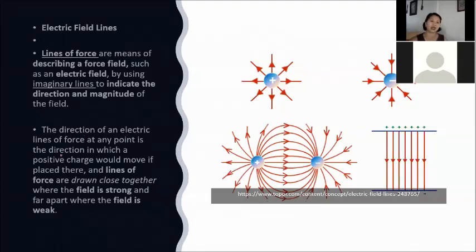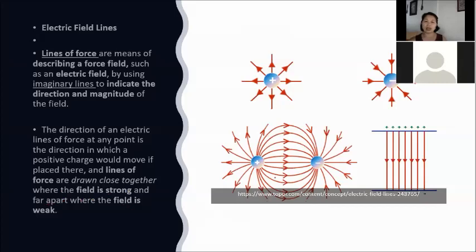The direction of an electric field line of force at any point is the direction in which a positive charge would move if placed there. So where lines of force are drawn close together, the field is strong, and where they are far apart, the field is weak.